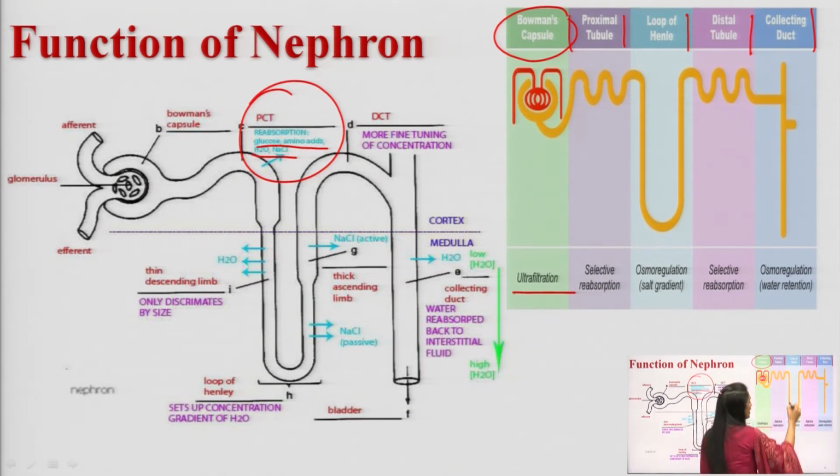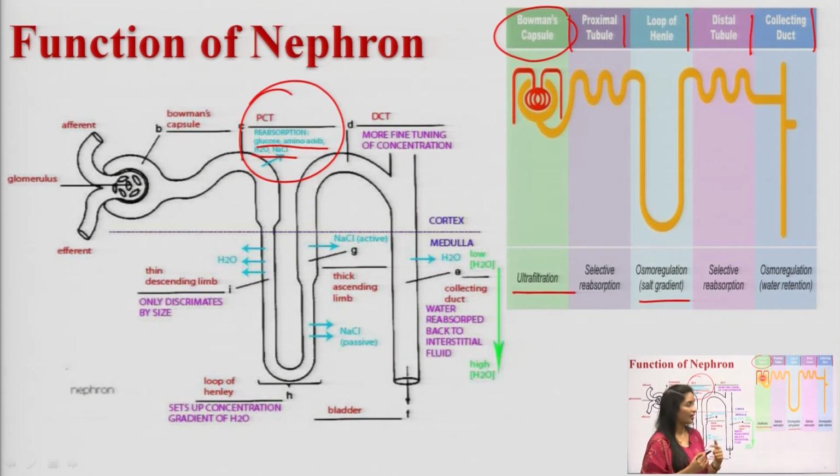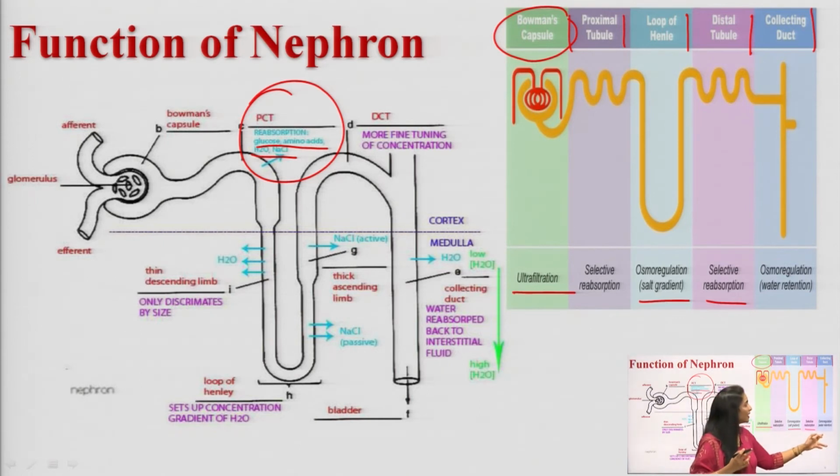What is the loop of Henle? It is osmoregulation according to the salt gradient. And next, the distal convoluted tubule also selectively reabsorbs ions, and finally the collecting duct is osmoregulation. Both the loop of Henle and the collecting duct are osmoregulation.